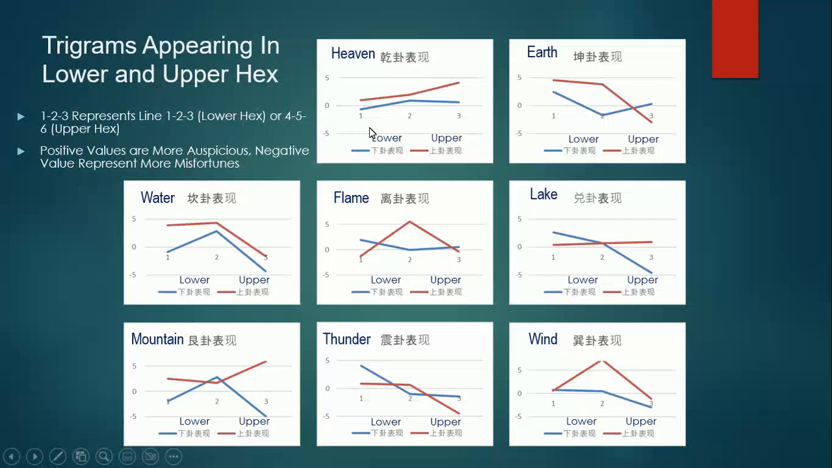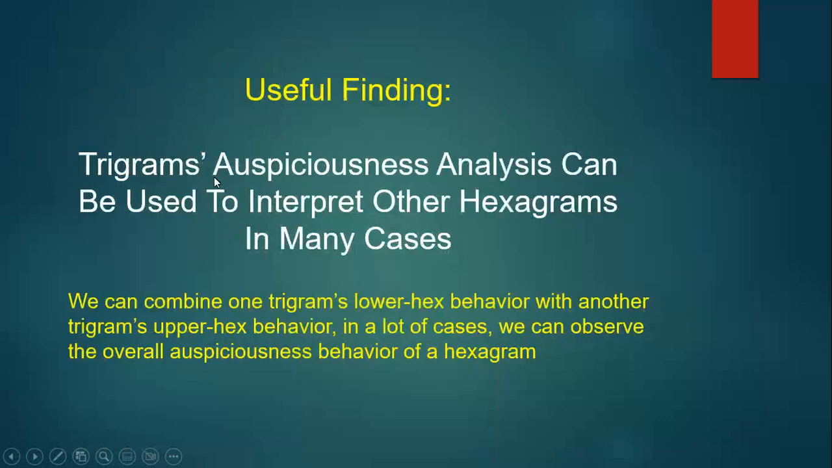So we can see that even for the same trigram, such as heaven, the behavior is different if the heaven appears in the upper trigram versus the behavior at the lower trigram. And that could be said for all 8 of these basic trigrams. So the trigram auspiciousness analysis can be used to interpret other hexagrams in many cases. We can combine one trigram's lower behavior with another trigram's upper behavior.